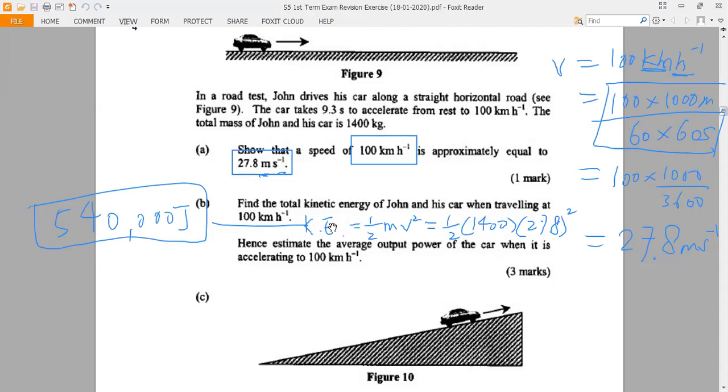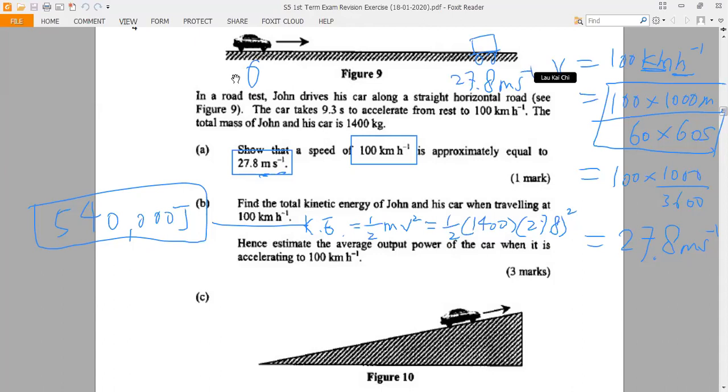Any question? Do you think you can handle this? It's not very difficult, right? I mean, up to this moment. So after you know the KE, there is another part asking for the power of the car when it is accelerating to this speed. So that means at the beginning, it was 0. At the end, it becomes 27.8 meter per second.